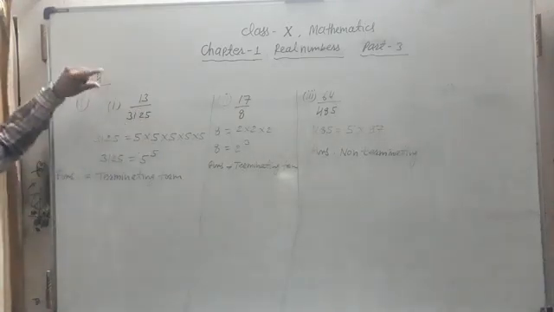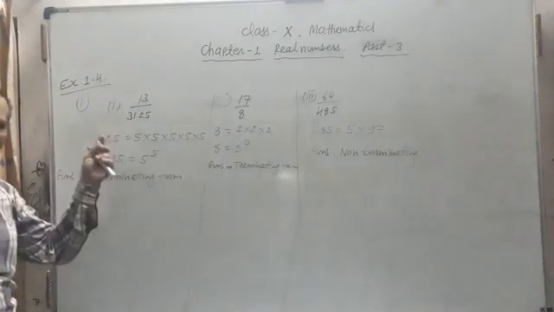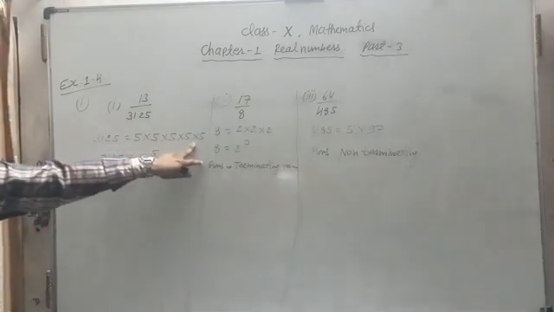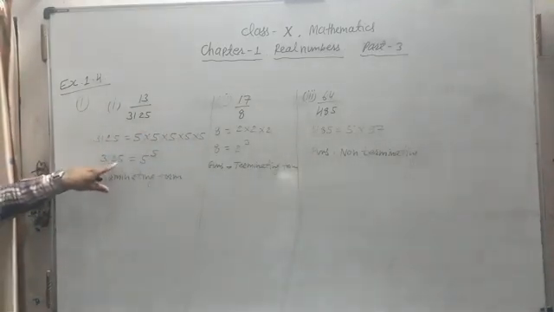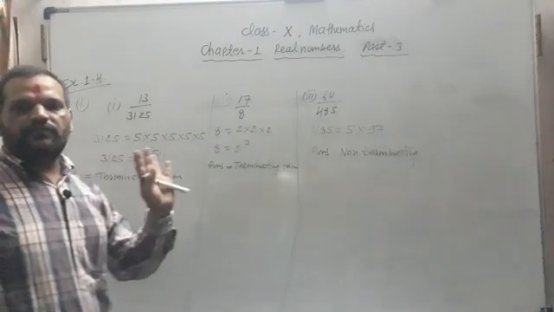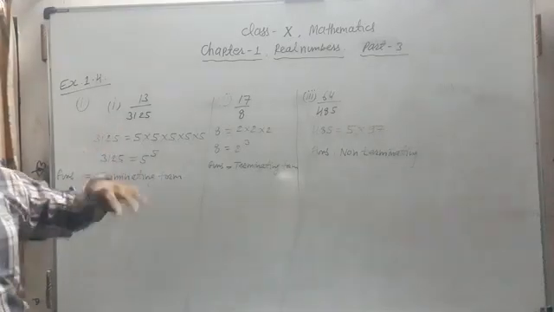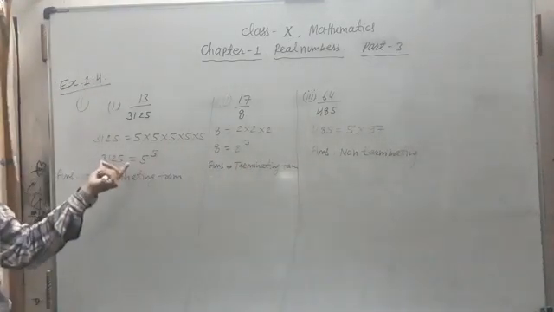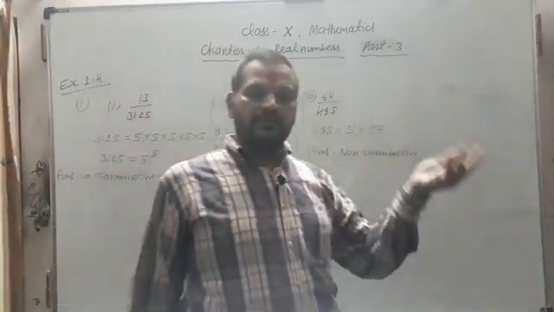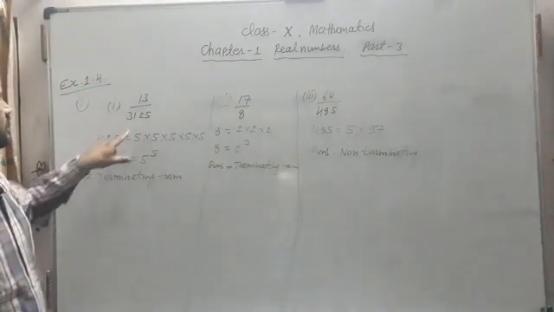Without actual division, how can we determine whether the given number has a terminating or non-terminating decimal expansion? By using the denominator. First of all, factorize the denominator. If the factors of the denominator are a product of 2 and 5, or 2 and 5 both, then what will the answer be? Terminating form. And if any other factor is also present, then non-terminating.